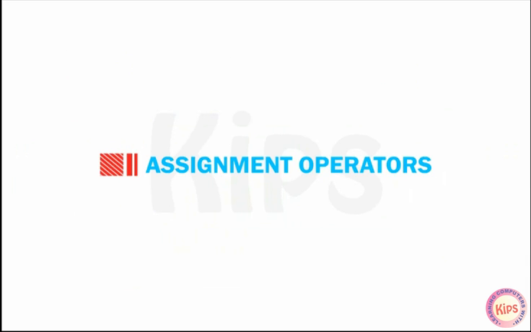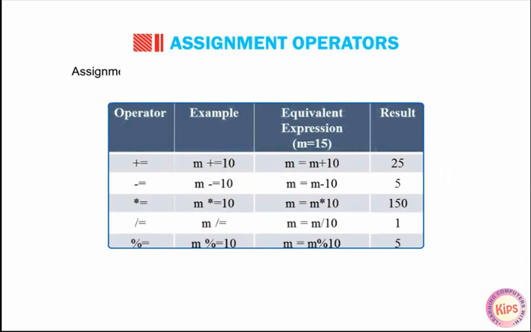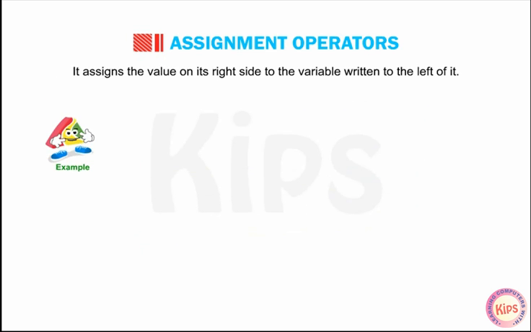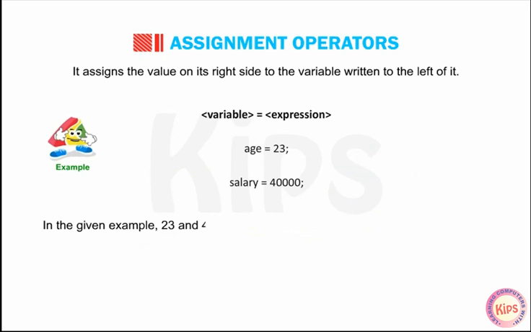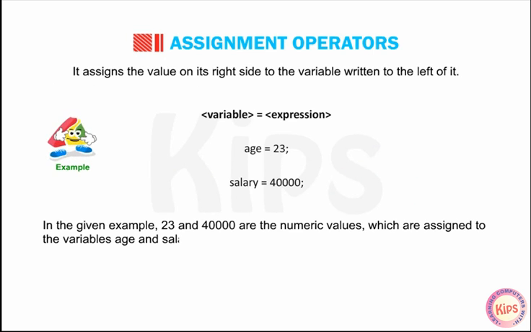Students, let us learn about assignment operators. Assignment operator is used to assign a value to a variable or constant. It assigns a value on its right side to the variable written to the left of it. Let us understand this through some examples. Variable = expression. age = 23; salary = 40,000; In the given example, 23 and 40,000 are the numeric values which are assigned to the variables age and salary respectively.